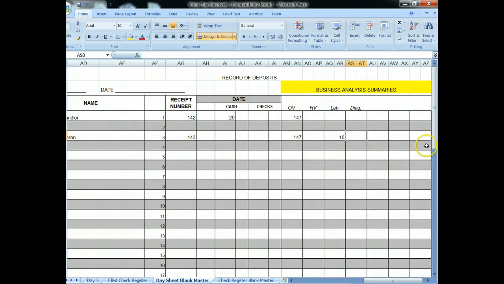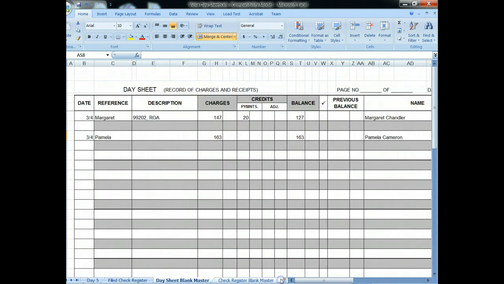That's the final thing. Now take Pamela Cameron's ledger card off, her receipt, and now we will go to an established patient who also is going to need an insurance claim form. But pull Walter Adams. His card is already completed. So it's in alphabetical order. Pull Walter Adams' card out. Line it up on the day sheet like we talked about.